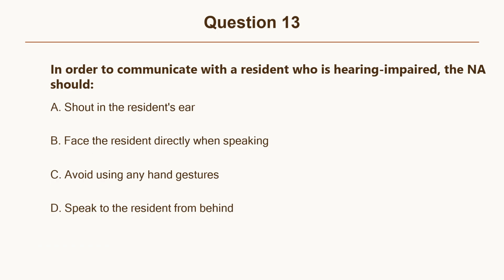Question 13. In order to communicate with a resident who is hearing impaired, the NA should: option A, shout in the resident's ear; option B, face the resident directly when speaking; option C, avoid using any hand gestures; option D, speak to the resident from behind. The correct answer is option B, face the resident directly when speaking.